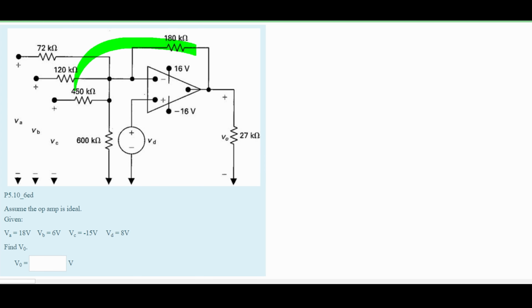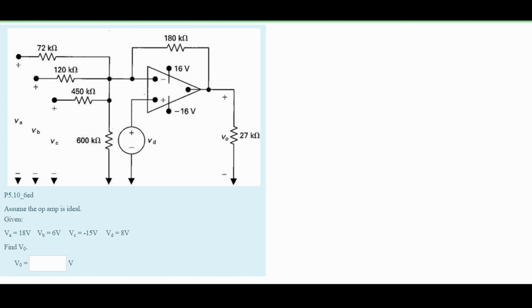In this problem, we're given a pretty complex circuit diagram. We need to assume the op-amp is ideal, and we are given a couple of voltages, and then we're asked to find V0. When we look at this, we can see that it is an inverting amplifier circuit because we have a negative on top.